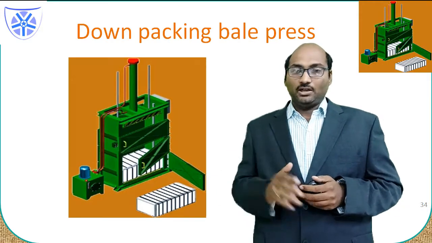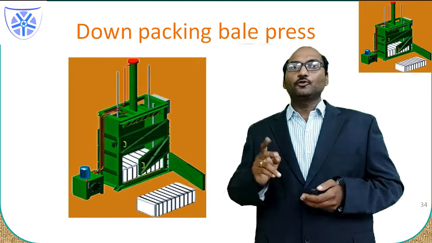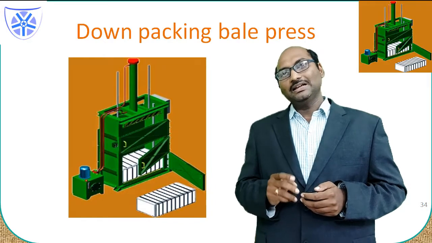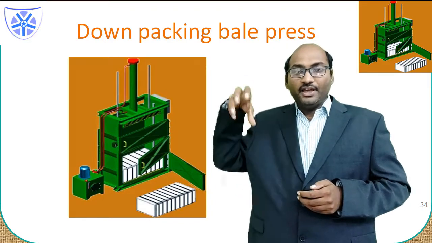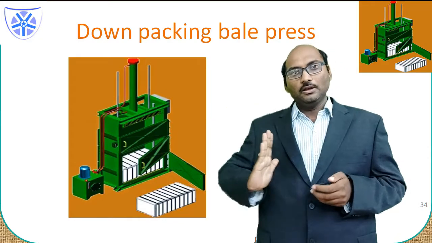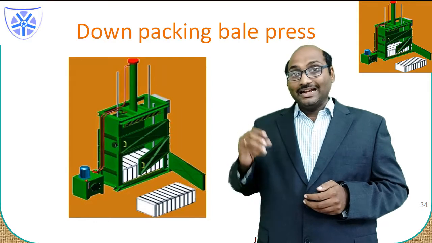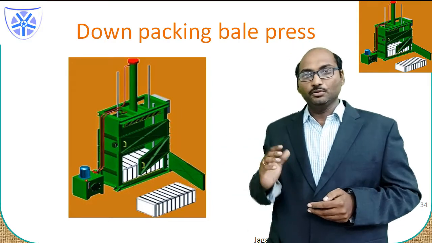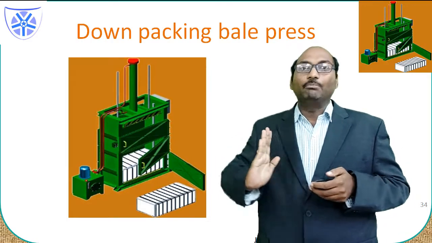So, the piston which pushes it is generally of two types. One is the pneumatic one, another one is the hydraulic one. Pneumatic one means compressed air will be used to press the piston. Another one is hydraulic. Instead of compressed air, compressed oils will be used. Certain oils will be used to press the piston, such that this cotton can be compressed.